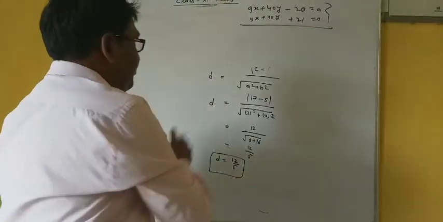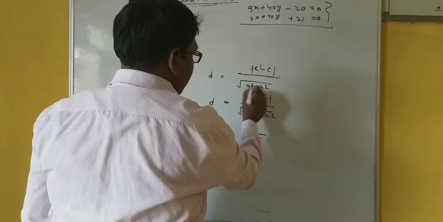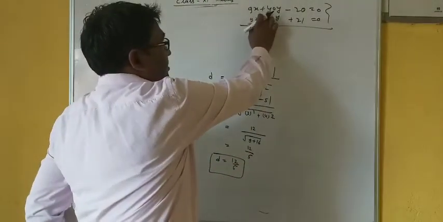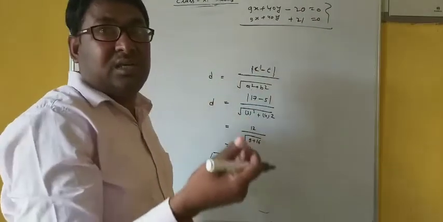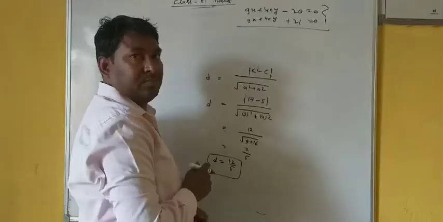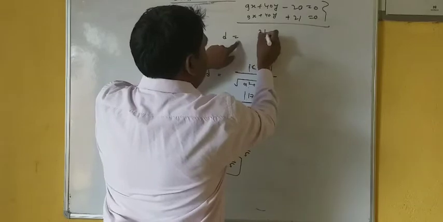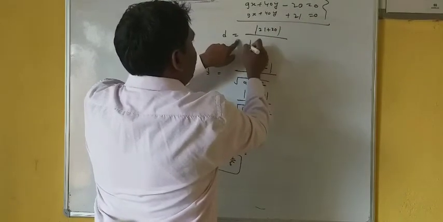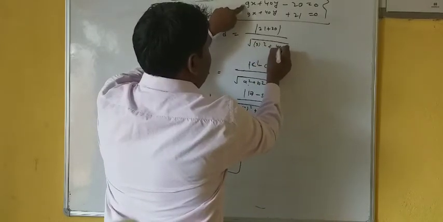You can use the same formula, d is equal to the modulus of c dash minus c divided by the square root of a square plus b square. You can calculate. This is a, this is b. Among these, you can take either one as c dash and the other as c. So d is equal to c dash minus c, 21 minus 20 in modulus, divided by the square root of 9 square plus 40 square.